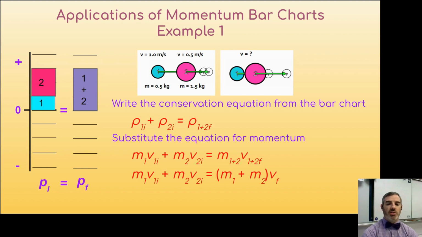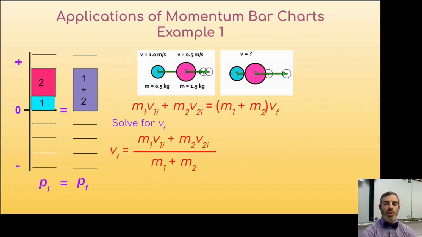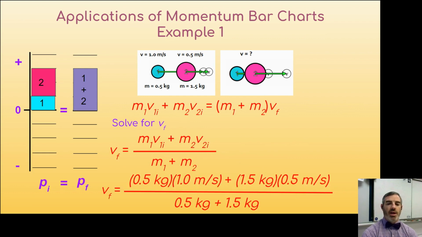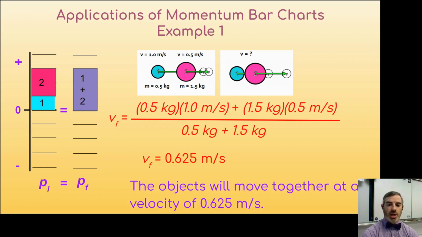The final velocity is going to equal the sum of the initial momenta divided by the mass in the final situation. Then we plug in the values for the initial velocities, do our calculations, and we get a final velocity of 0.625 meters per second. This answer makes sense because we know when 1 hits 2, 1 is going to slow down from 1 to 0.625, and 2 is going to speed up to 0.625 from 0.5 meters per second, and still moving in the same direction, so we have a positive velocity.